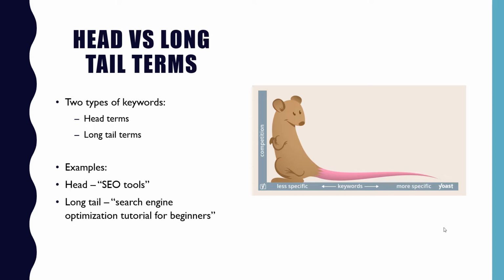Looking at different terms, you can break these down into two different types. There's head versus long tail terms. You might hear it called head versus tail terms. But this idea is that head terms are going to be your shorter words. Long tail terms are going to be your longer words. And this graphic does a pretty good job of illustrating this idea. So we have competition on the left side, then we have less specific to more specific. So we have the whole body of the rat is towards the less specific.